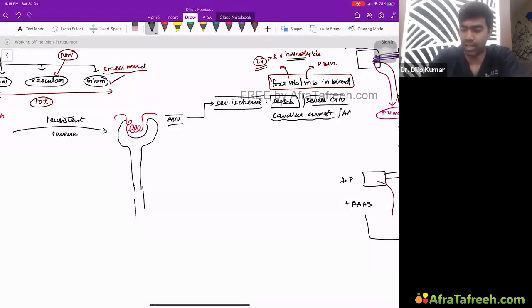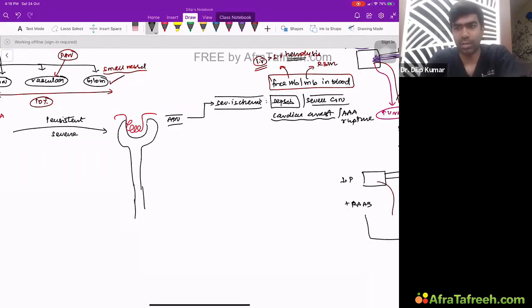Or for example, if there is an AAA rupture, abdominal aortic aneurysm rupture, once again, it's not a very simple thing. This abdominal aortic aneurysm rupture produces severe hypoperfusion. At the same time, it produces an abdominal compartment syndrome-like picture where the blood will compress on the renal vessels and produce severe hypoperfusion.